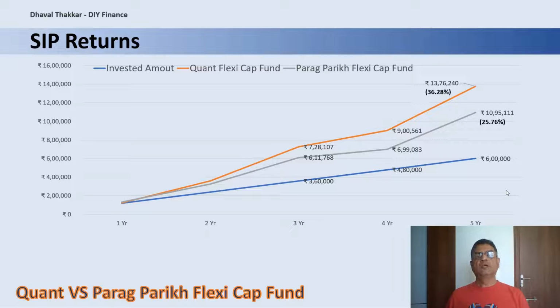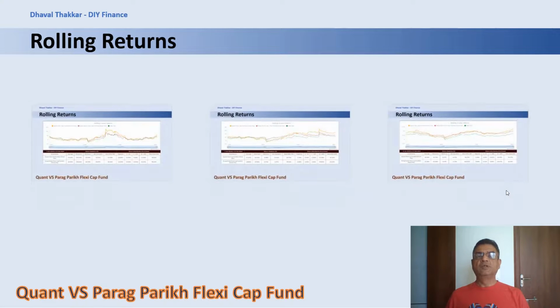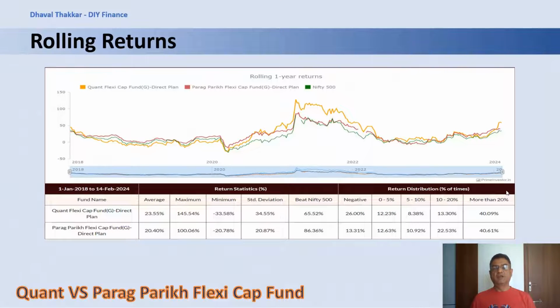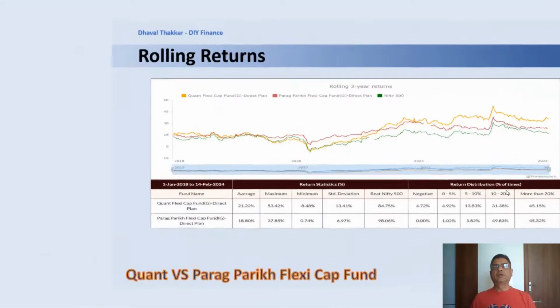Now let's quickly check the rolling returns. Here, we will check the rolling returns for 1 year, 3 years, and 5 years, and also compare to its index. Firstly, let's see the 1 year rolling returns. From the graph, it is evident that both the funds have been able to beat its index 65% and 86% of times, with Quant having a better average return but a little higher standard deviation, whereas Parag Parikh is having a better beat ratio.